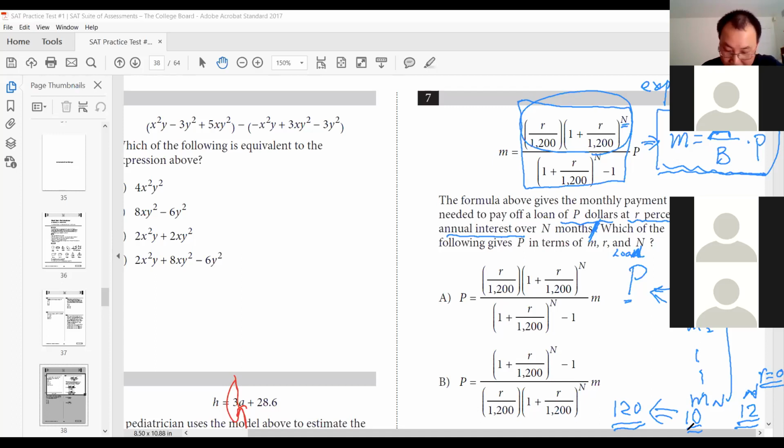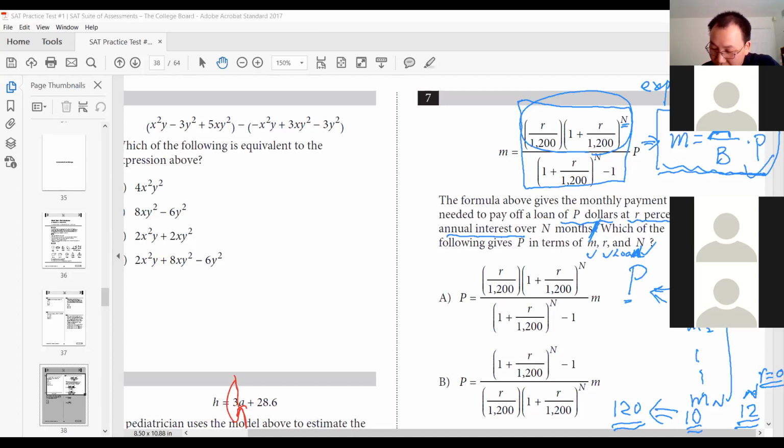So we know the situation: the loan money, the monthly payback, how many months it will take, and what the interest will be. What's the question? Which of the following gives P in terms of M, R, and N? Looks like this question is relatively easy. You know the M, you know the R, you know the N. So you want to find out P, right?